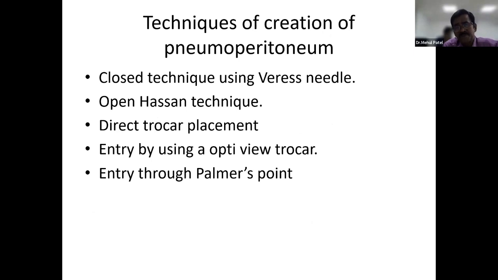So how do you create pneumoperitoneum? It can be a closed technique using a Veress needle. It can be the open Hassan technique. One can pass a 10 millimeter trocar directly into the umbilicus. You can go in using an OptiView trocar, where as you go into the different layers, you can see each layer, and as you penetrate the peritoneum, you can see the peritoneum. Or if the abdomen has had a previous surgery, you can follow a different area. You can go to Palmer's point and create pneumoperitoneum. So these are the different ways you can create pneumoperitoneum.